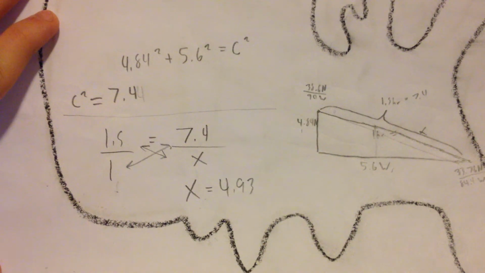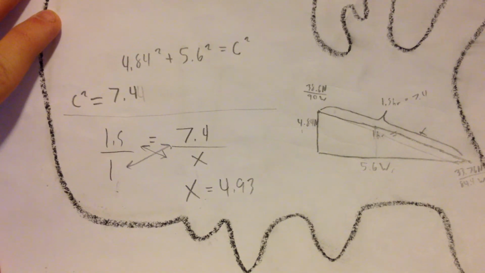Next, using the numbers that we've found, we can use everyone's favorite theorem, the Pythagorean theorem, which is a squared plus b squared equals c squared. We can plug in the numbers that we have: 4.84 squared plus 5.6 squared equals c squared. Add everything up, and c squared equals 7.4, which is the hypotenuse of the triangle.